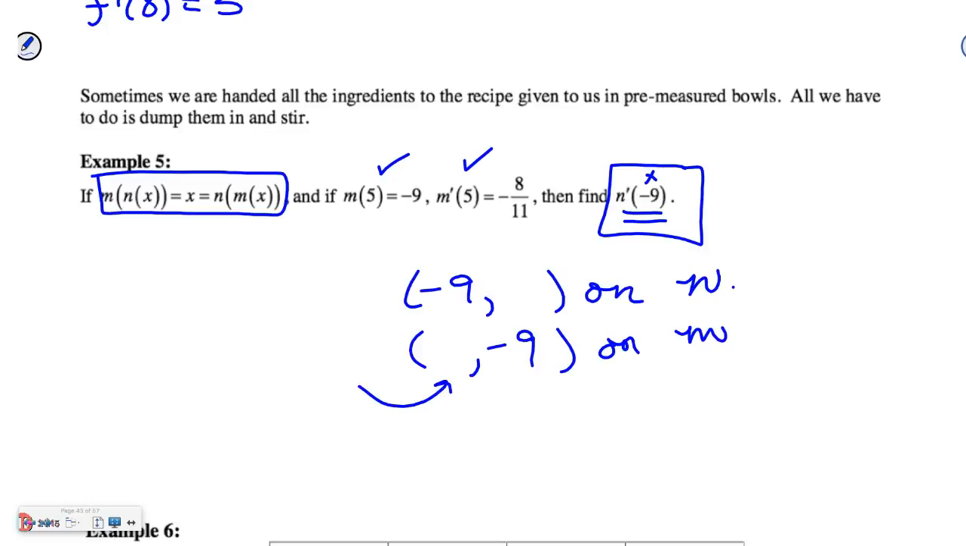They'll hand it to you. It'll be on a table. Or on the last one, I had to go actually take a derivative, right? Or actually go work with the function. This one, it handed it to me in a bowl. Like, here you go. Dump it in your problem. What goes in where that arrow's pointing? 5. They handed me 5, -9. And that gives me my corresponding points. Check. That's the first thing.